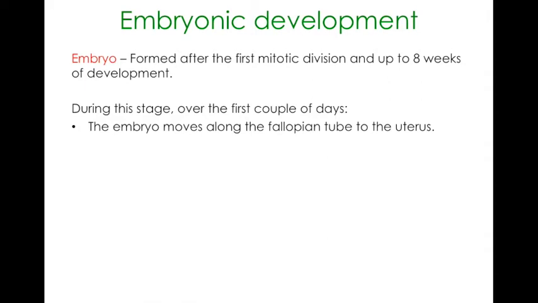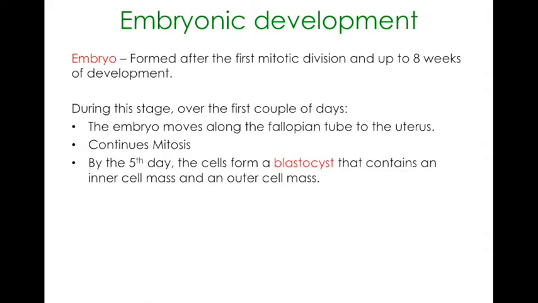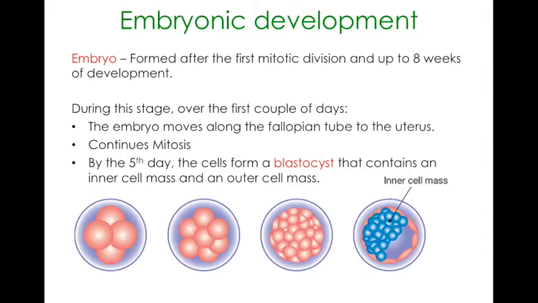The embryo then moves along the fallopian tube, makes its way to the uterus, continues to divide, and by the 5th day, it now forms what we call a blastocyst. It contains 2 particular segments: an inner cell mass and an outer cell mass. So there's the embryo with only 4 cells. There's that embryo with 8 cells. And then as it continues to divide, 1 becomes 2, 2 becomes 4, 4 becomes 8, 8 to 16, 16 to 32, 32 to 64, 64 to 128.